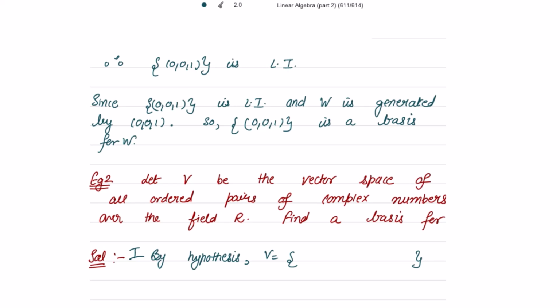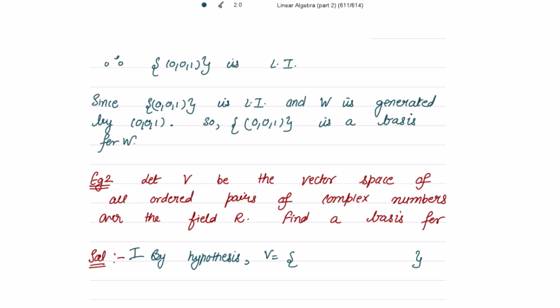So for a vector to be linearly independent, all the scalars should be 0 in that linear combination. Now since (0, 0, 1) is linearly independent and W is generated by this (0, 0, 1), from these two conditions (0, 0, 1) is a basis for W, right? A set is a basis for W if it is a generator of the subspace and it is linearly independent, and both these things are proved here.